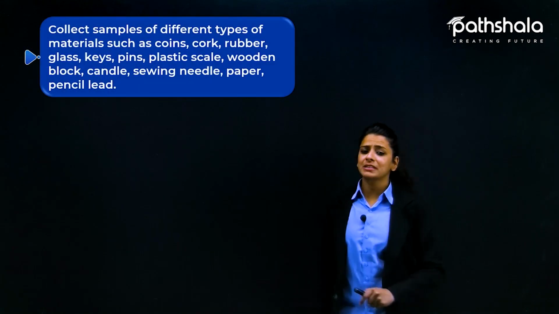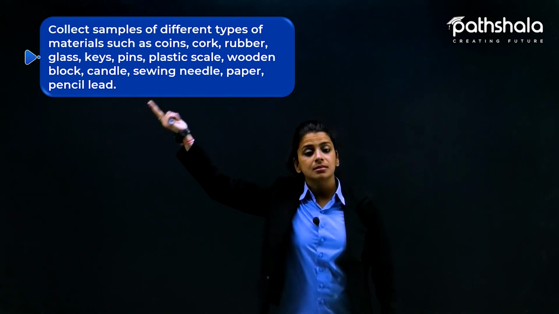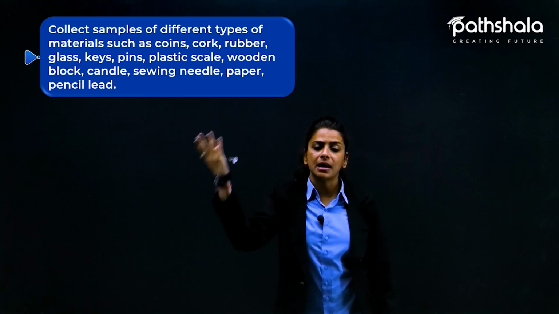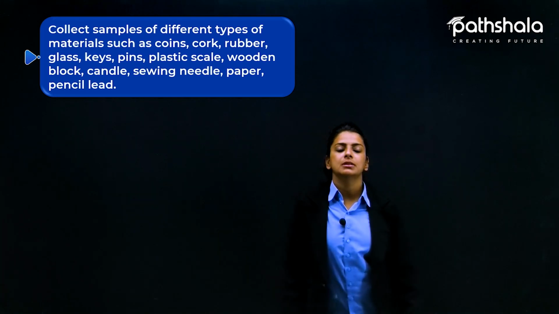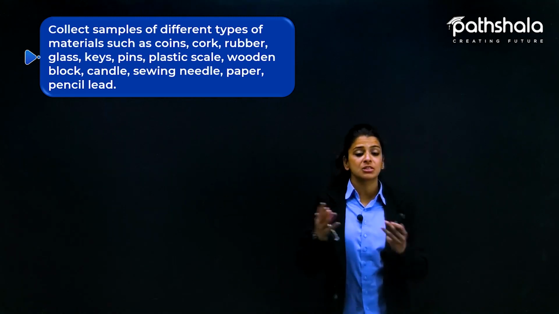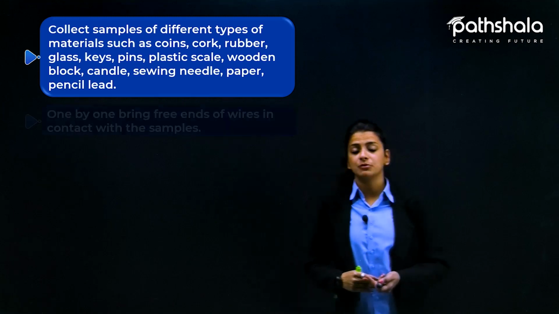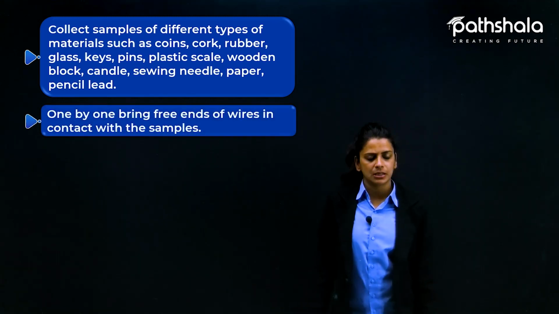Now collect samples of different types of materials such as coins, cork, rubber, glass, keys, pins, plastic scale, wooden block, candle, sewing needle, paper, pencil lead. So these items are all available nearby you. You can take these materials for this activity. Now one by one, bring free ends of the wire in contact with the samples.